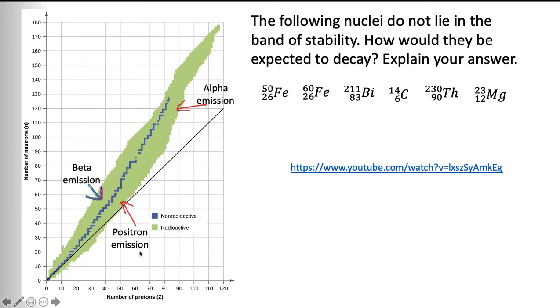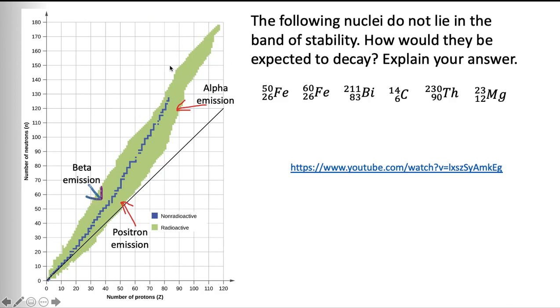We said positron emission converts a proton into a neutron by expelling a positively charged particle, and therefore it's going to decrease the number of protons and increase the number of neutrons, bringing that ratio closer to this blue line. And this is how you can think about a particular isotope that falls under these three categories.